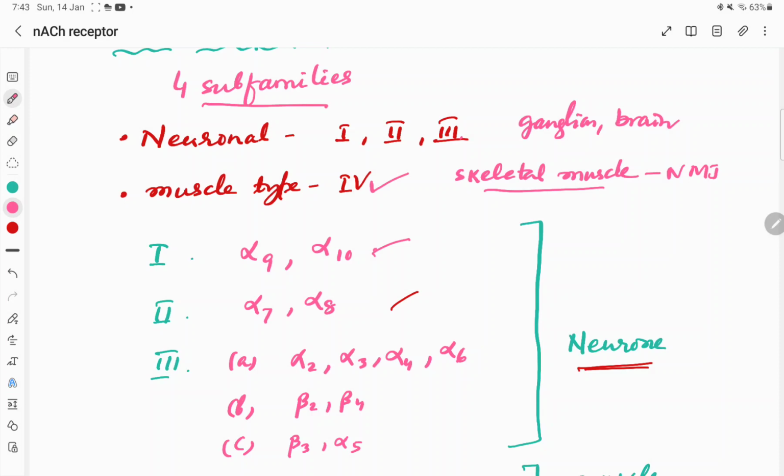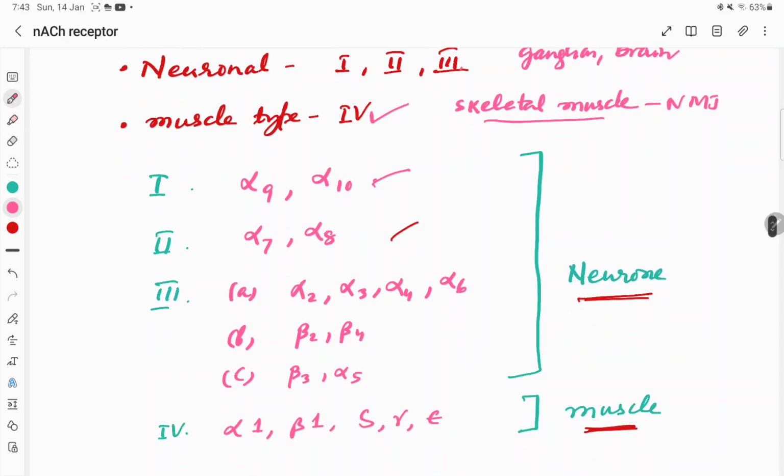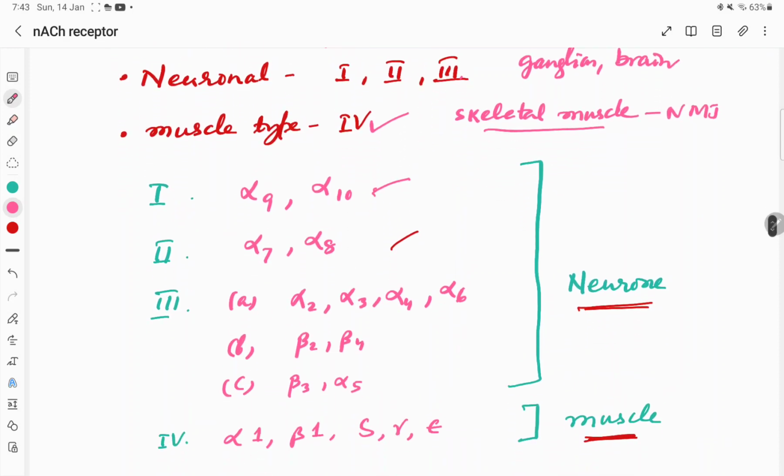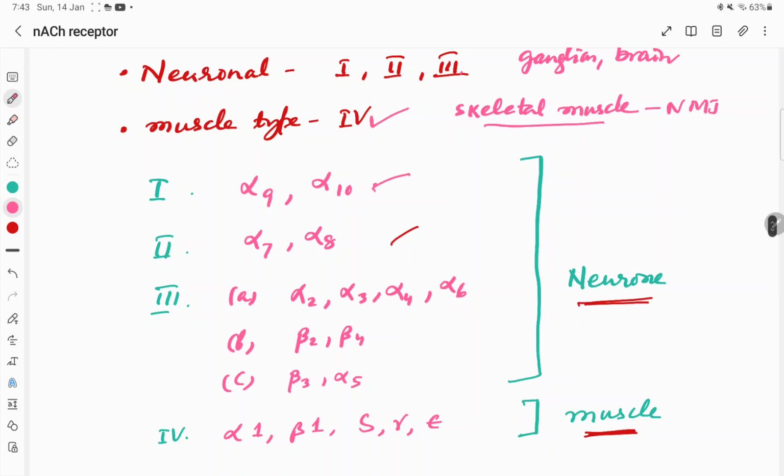Then type 2 subfamily, alpha 7 and alpha 8. As we have discussed, alpha can be of 10 types. So these subtypes so far have been identified. Then subfamily 3 again has three subtypes.